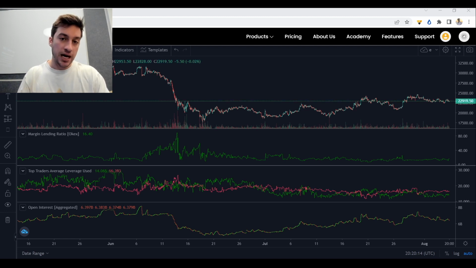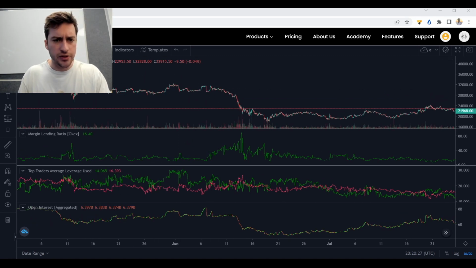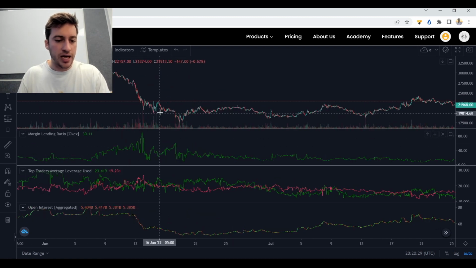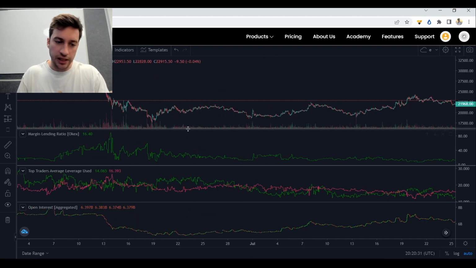When it's very, very high, a lot of positions are active. A lot of people are interested. And that's where volatility can hit, when open interest gets very, very high. Above it, what we see is something that's pretty simple to explain. It's just the top traders' average leverage used. It's exactly what it sounds like.